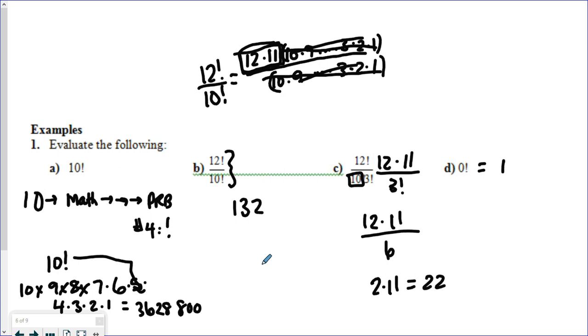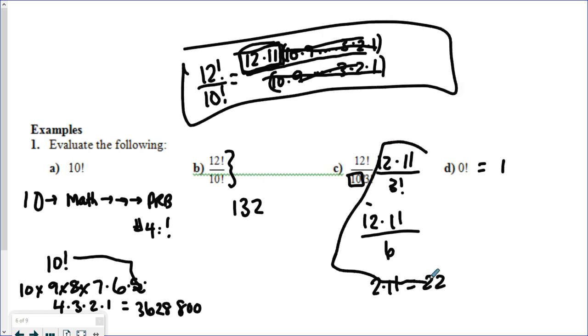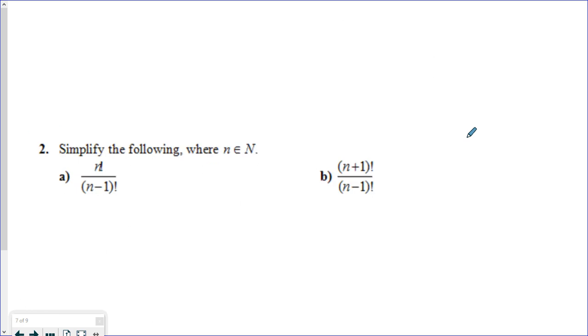So the reason that I was showing you these algebraic methods here is when you don't have numbers, like the next part. It says, simplify the following where the variable n is an element of the natural number system. So n needs to be greater than 0, whole numbers greater than 0. So n factorial divided by n subtract 1 factorial.